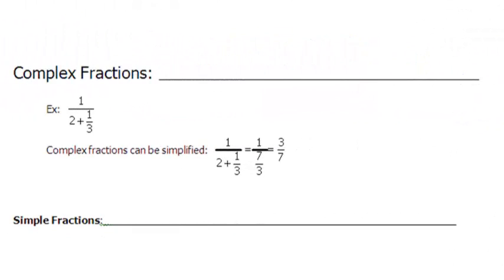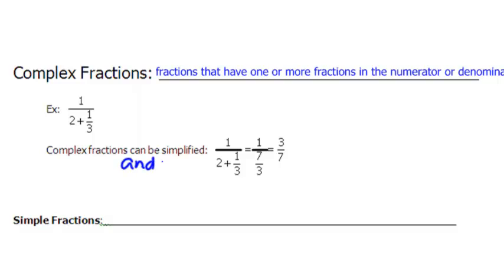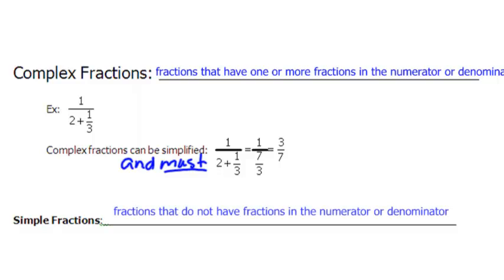Complex fractions are fractions with one or more fractions in the numerator or denominator. Remember that initially when we started doing different types of simplifying monomials, I said you cannot have a complex fraction as your final answer. Complex fractions can and must be simplified. Simple fractions are fractions with no fractions in the numerator or the denominator. So complex fractions involving variables should be simplified.